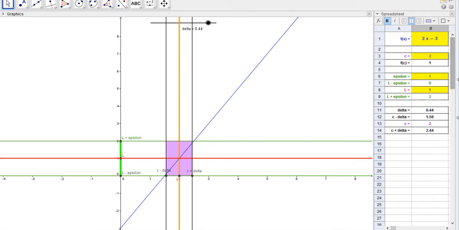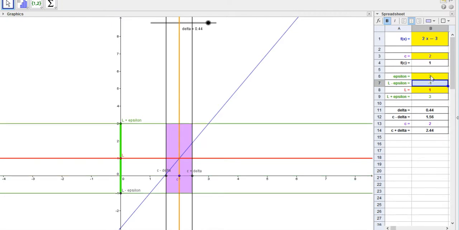Now we put in the value we think the limit is here in this box, cell B8, and that draws a red line here. Next we establish some value of epsilon. So here I've started with a big epsilon. Let's start with epsilon equals 2.